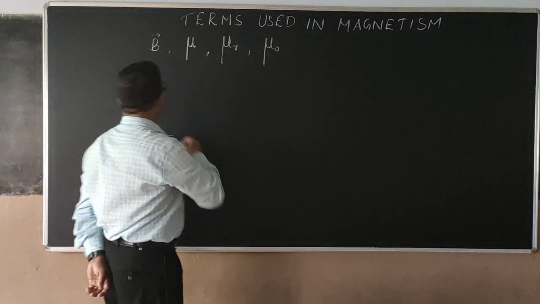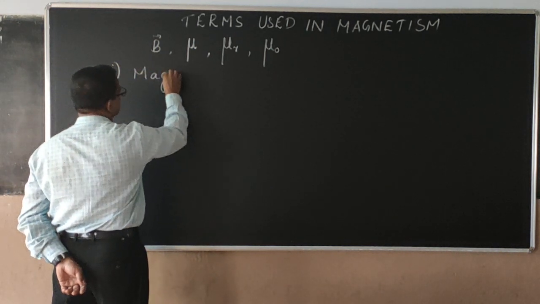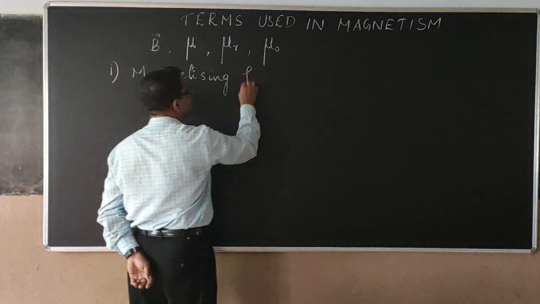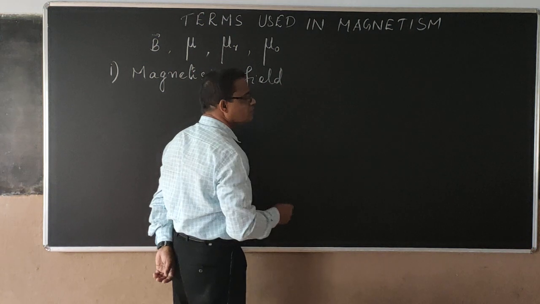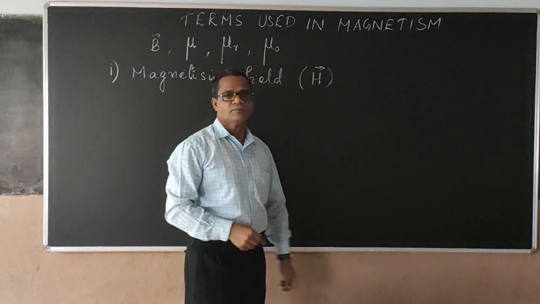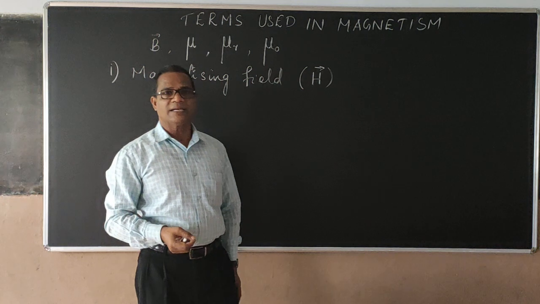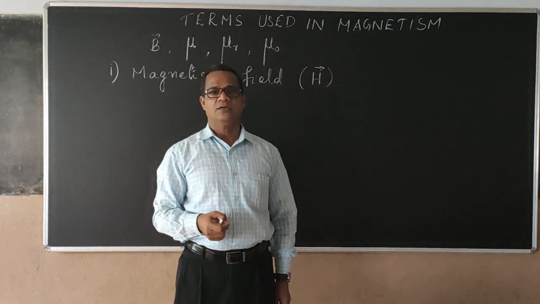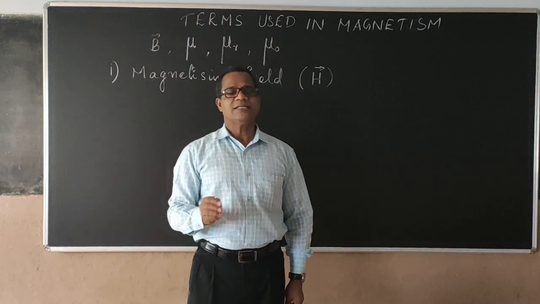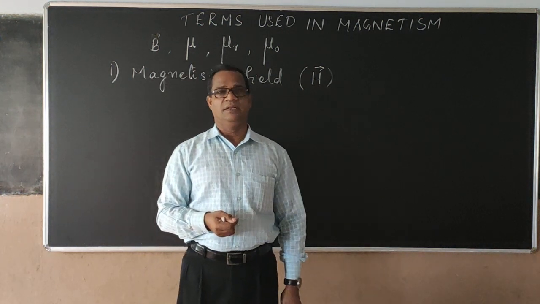They are: one, magnetizing field, denoted by H vector. Sometimes it's also known as magnetizing field intensity or magnetizing force. This is nothing but that which magnetizes a material.